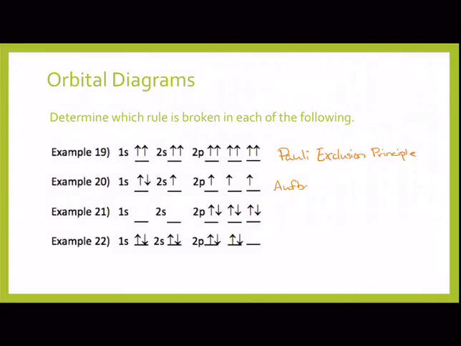Number 20, that's 2s orbital is not full before we moved on to the 2p orbital. So that would be Aufbau. And the same thing for 21. And 22 would be Hund's rule, since they did not fill each of the orbitals before they added a second one in that 2p orbital.